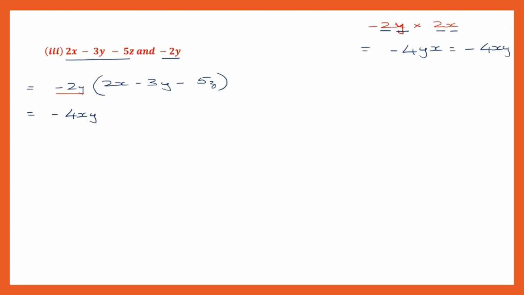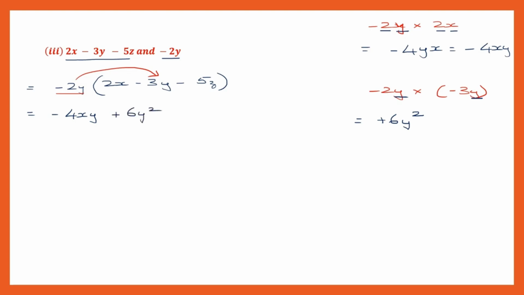Now let's multiply minus 2y into minus 3y. So first the signs, minus into minus is plus. Then the numbers, 2 3s are 6. Then let's take y and y. So that will become y to the power of 2. So we have 6y square.